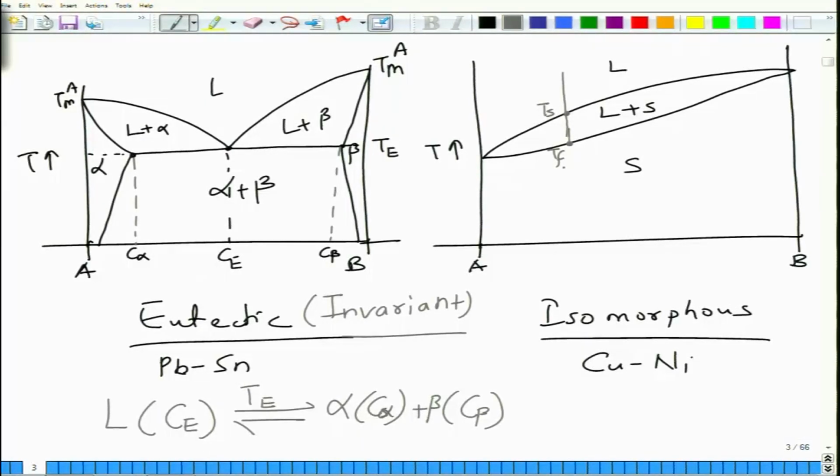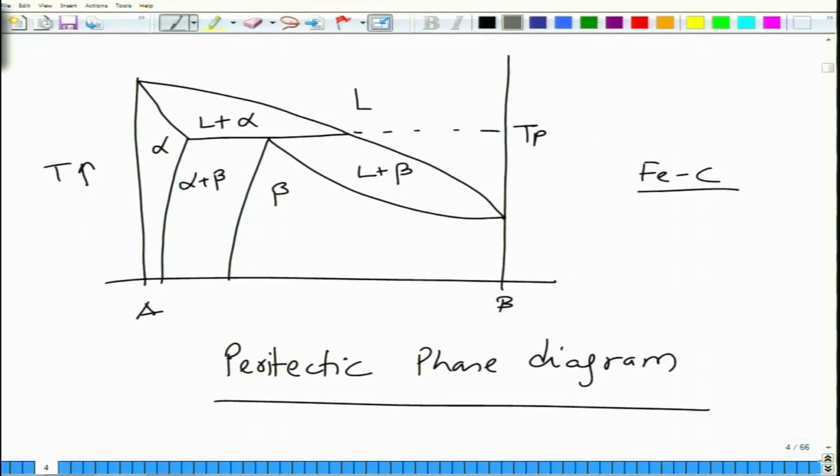Between TS and TF, for a given composition, you have a liquid plus solid region. This is a peritectic reaction in which, at the peritectic temperature Tp, liquid of composition CL and solid of composition C alpha give rise to a beta phase of composition C beta.